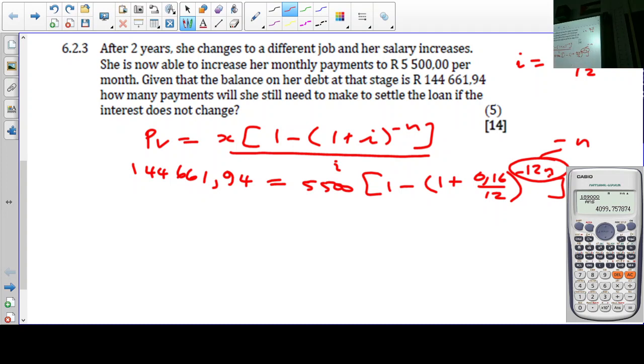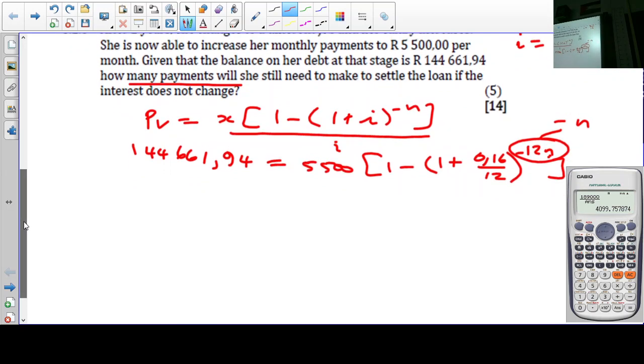They want to know how many payments she will make. So in other words, we're calculating just that value as it is, negative 12 times n. We're not going to divide by the negative 12, because if we divide by the negative 12, then you have calculated your time in years. And that wasn't the question. The question was the number of payments.